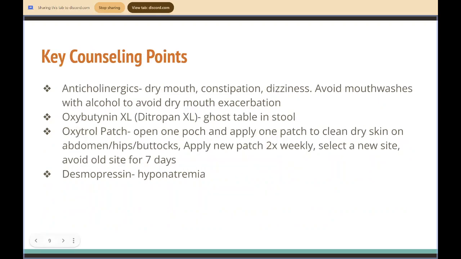All right, some key counseling points. Anticholinergics can cause dry mouth, constipation, and dizziness. The dizziness is why this medication is on the Beers list. Avoid mouthwashes with alcohol to avoid dry mouth exacerbation.